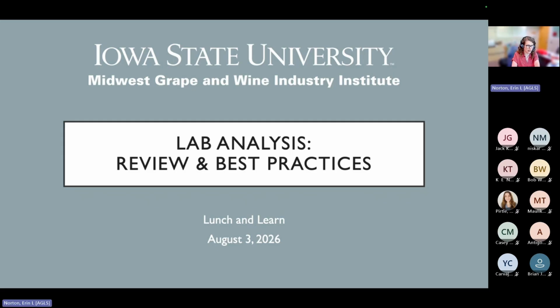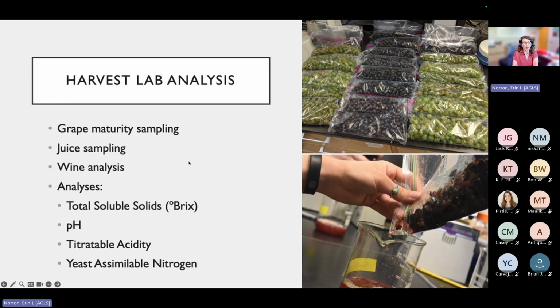So I'm not going to cover sulfur dioxide or ethanol or malic acid. Really just going to focus on some of the ones that we do primarily during the berry maturity analysis as well as juice analysis. Okay, let's jump in. Let's see if I can get my slides to keep going.